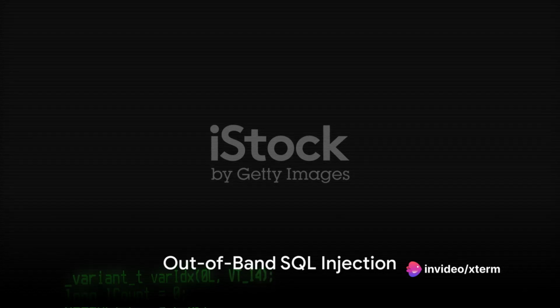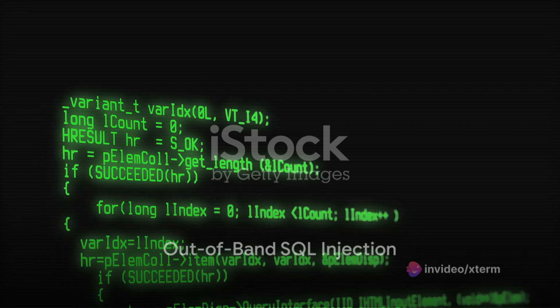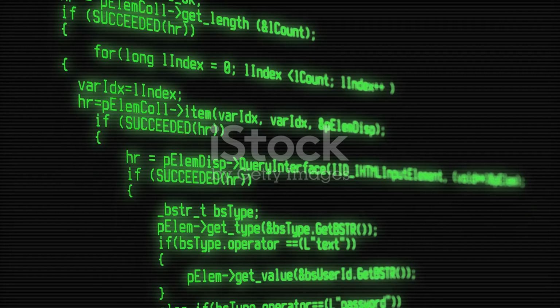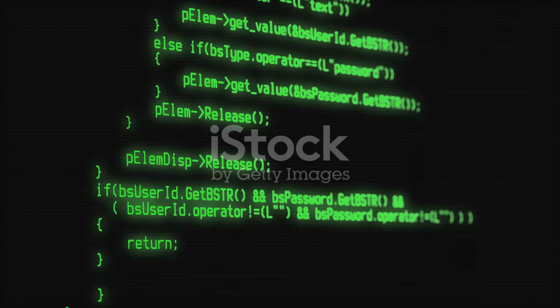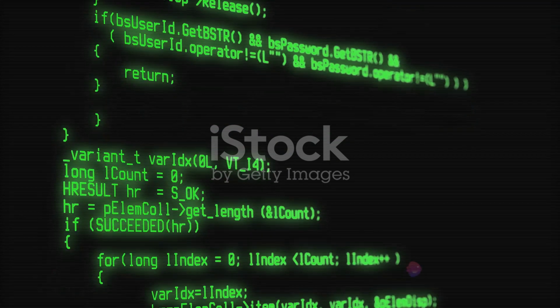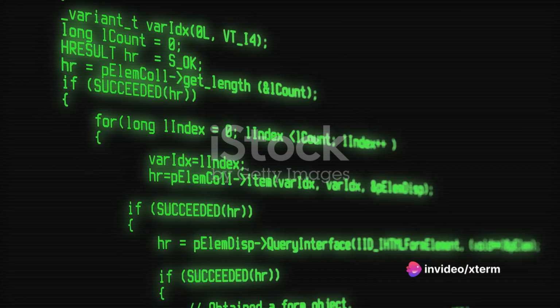The out-of-band SQL injection is a bit more complex. It's used when the attacker is unable to use the same channel to launch the attack and gather information. Instead, they use different channels, making it a bit more challenging.